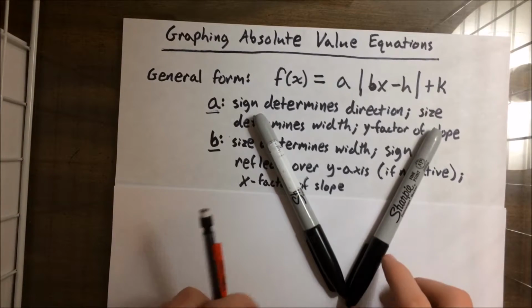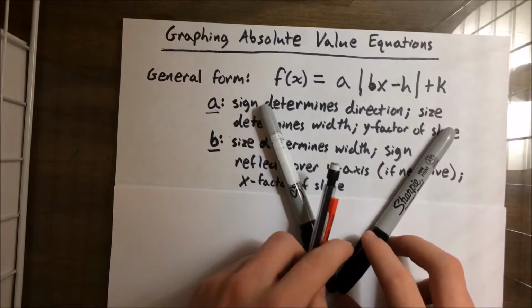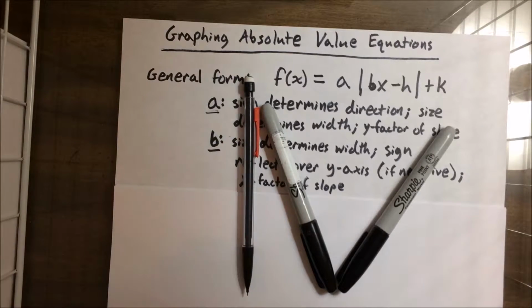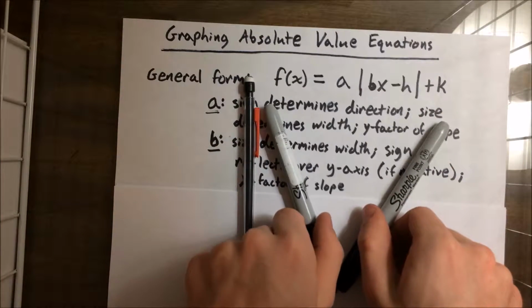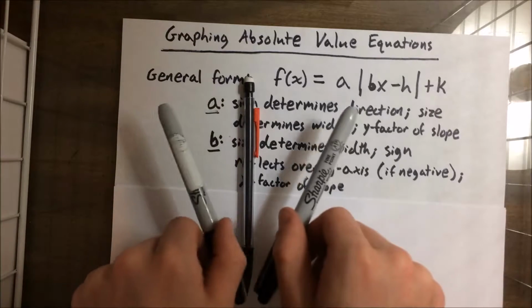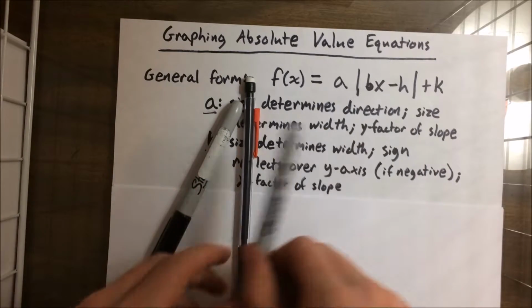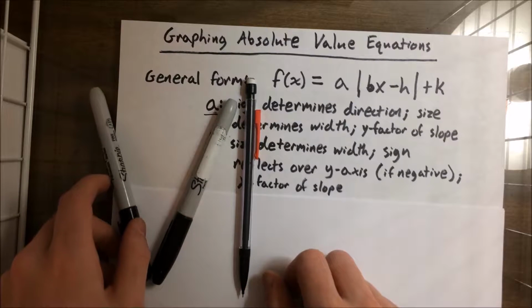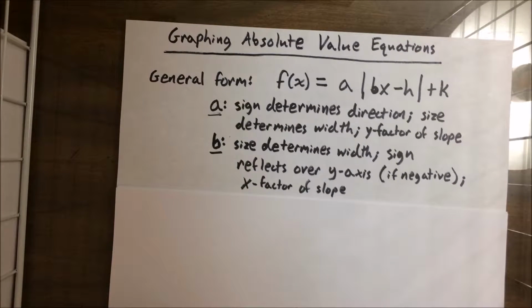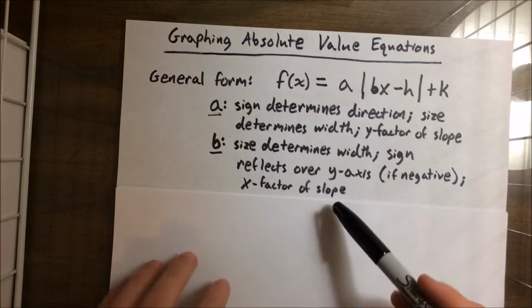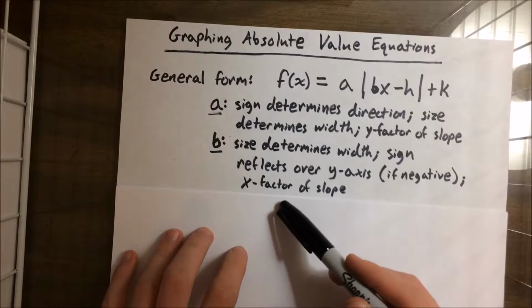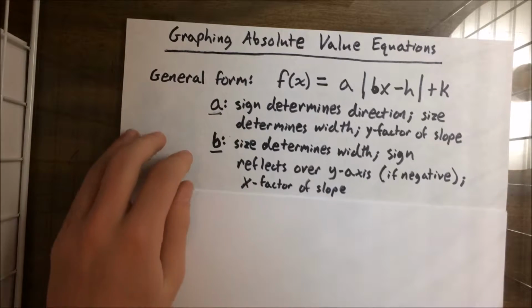right here, say these two Sharpies are the graph, and here's the y-axis. If b were negative, it would reflect it over. So then you'd have it where that's like that, and this Sharpie is the other way. So then b also is the x factor, or the run factor of slope.